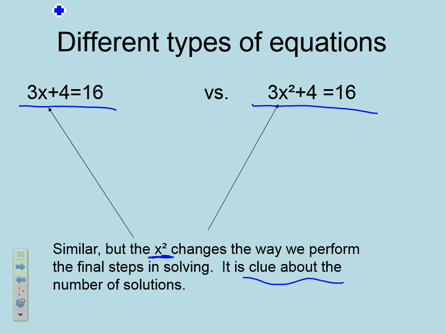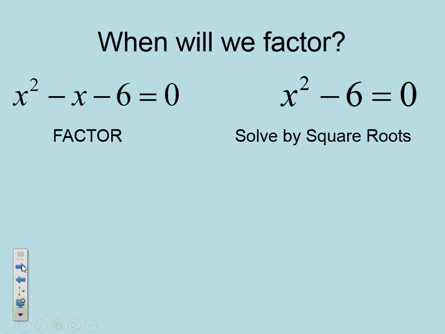Now, this is a clue about how many solutions. When we just had x, we had one solution. Now that we have x squared, we're going to have two solutions. Okay, something for us to think about a little bit. Another thing, we're going to be talking about comparing factoring to solving by square root.